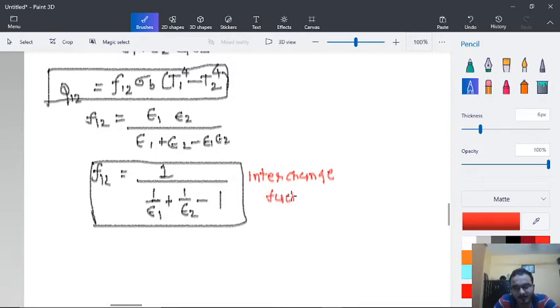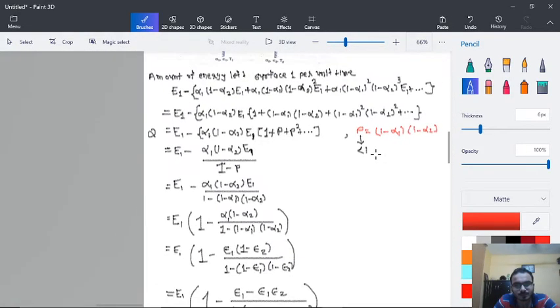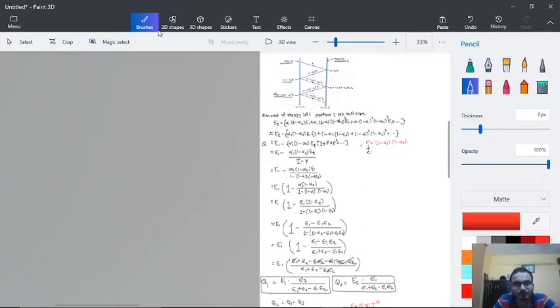So that is all about this theory and derivation part. So let me copy this. We will copy this in two parts.